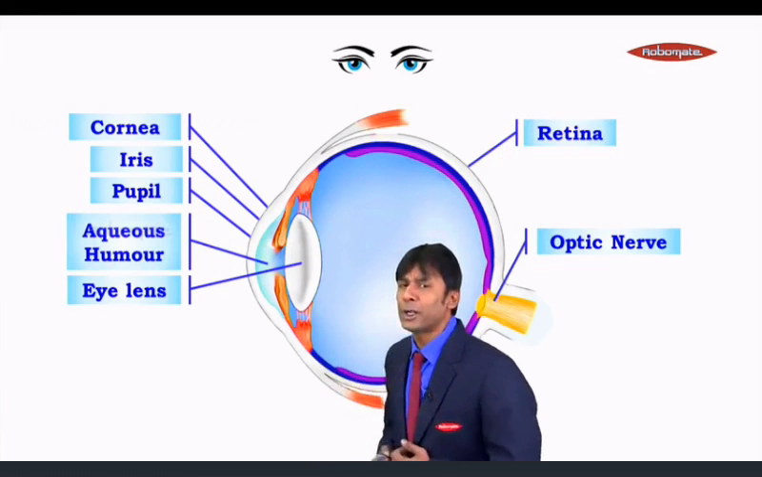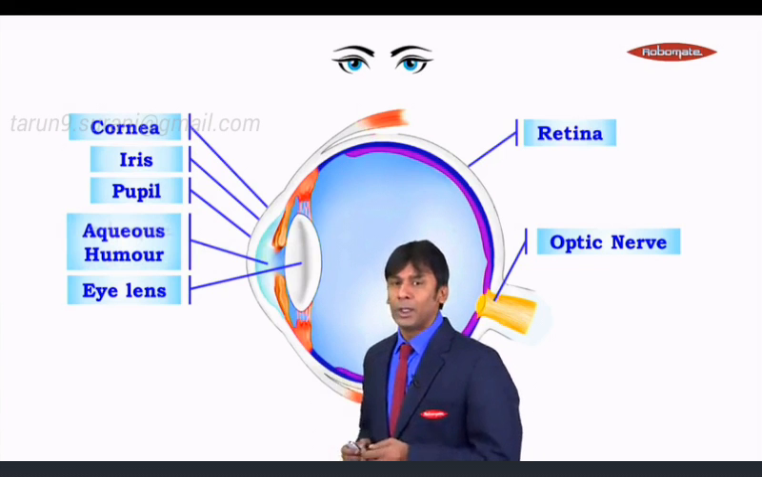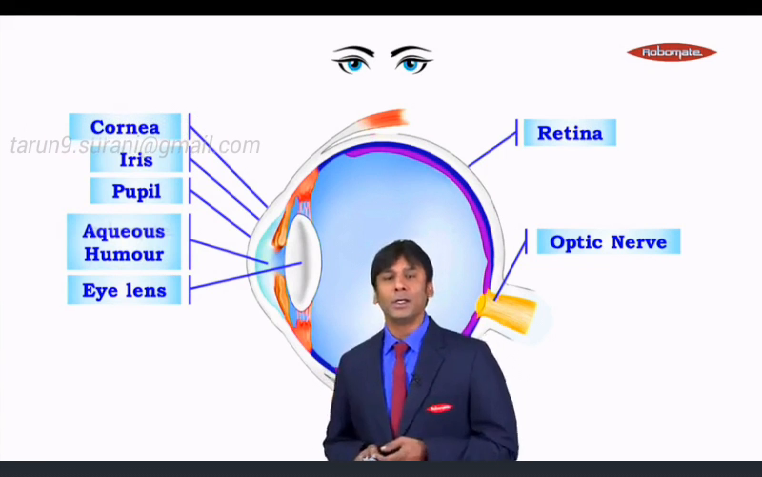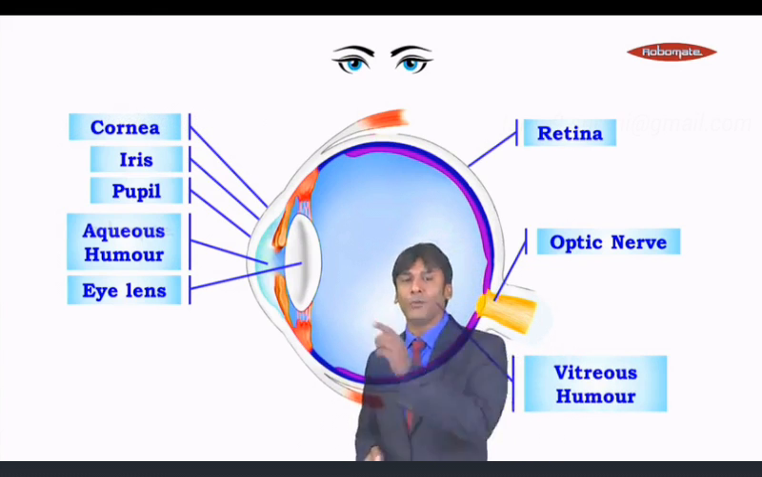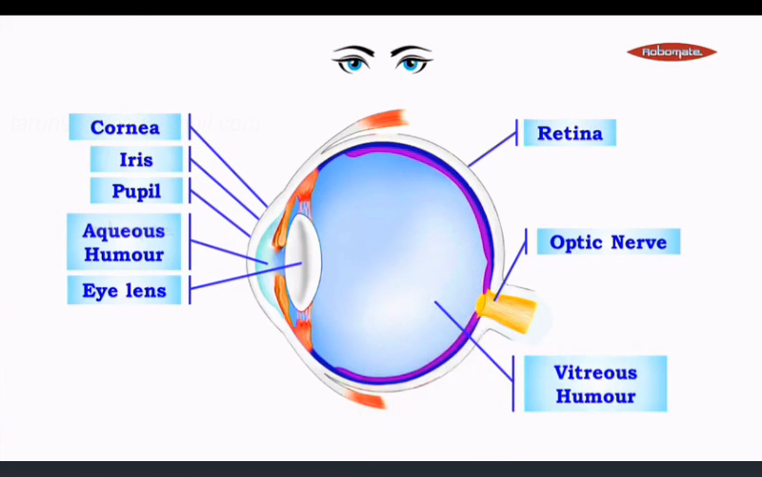Now one more important part: in the frontal area, that is in front of the lens, there is a liquid which is called aqueous humor, and in the rear area, that is between the lens and the retina, there is a fluid which is called vitreous humor. So this is aqueous and vitreous humor.